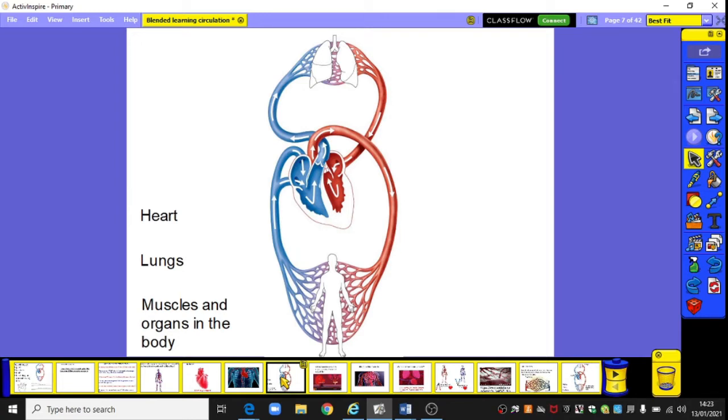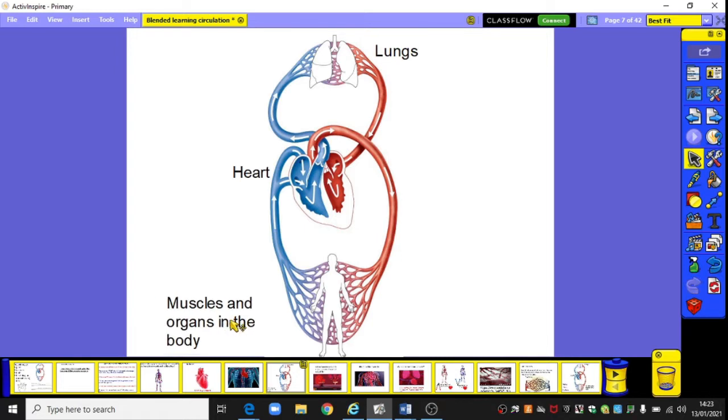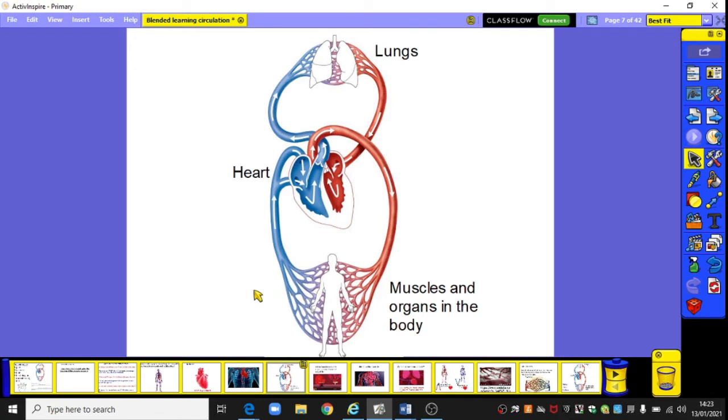Okay, well that should have been quite easy to do. So straight away you should have labelled your heart, up here are your lungs, and then this here represents the muscles and organs in your body, which all are linked to the circulation system and all the blood that moves around. And that, just as a point here, it's called the circulation system for a reason.